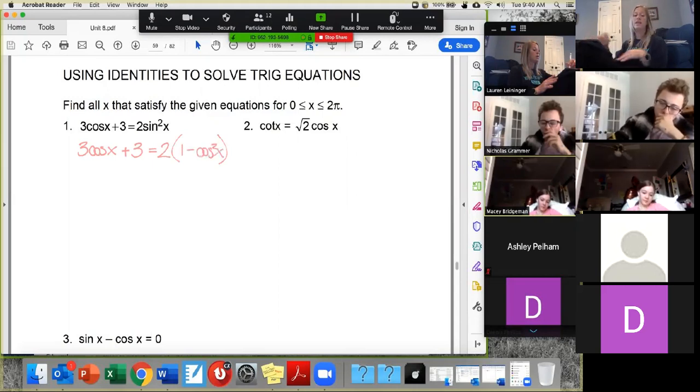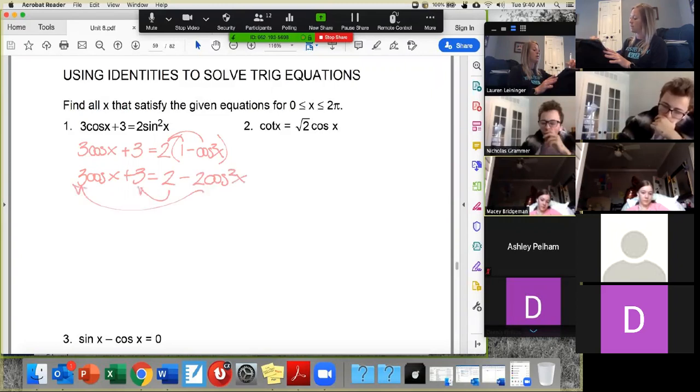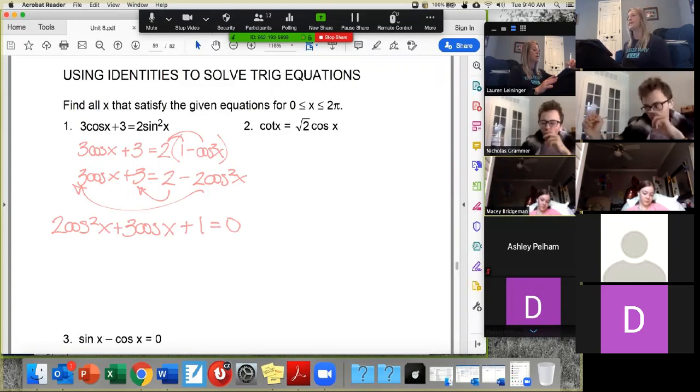And that's really going to be the extent of the use of our identities. From here, I'm going to distribute, move everything to one side, and solve. So I'm going to distribute my 2. Because my cosine squared term is on the right and negative, I'm going to move everything to the left. So moving everything to the left, I've got 2 cosine squared plus 3 cosine, and when I subtract that 2, plus 1. Then it's exactly like what we did on the previous page. Factor, solve.